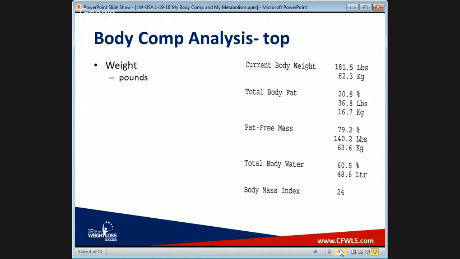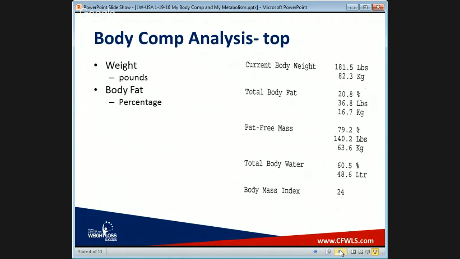So obviously, as I mentioned earlier, weight's very important. Now, this is the one thing you can measure at home, or just about anywhere. You can step on a scale and get your weight. And typically, on the sheet, the way the computer analyzes it, it does it in both pounds and kilograms. Now, as Americans, we typically don't think in metric units. So ignore all the metric units on these sheets. So we look at it in pounds.